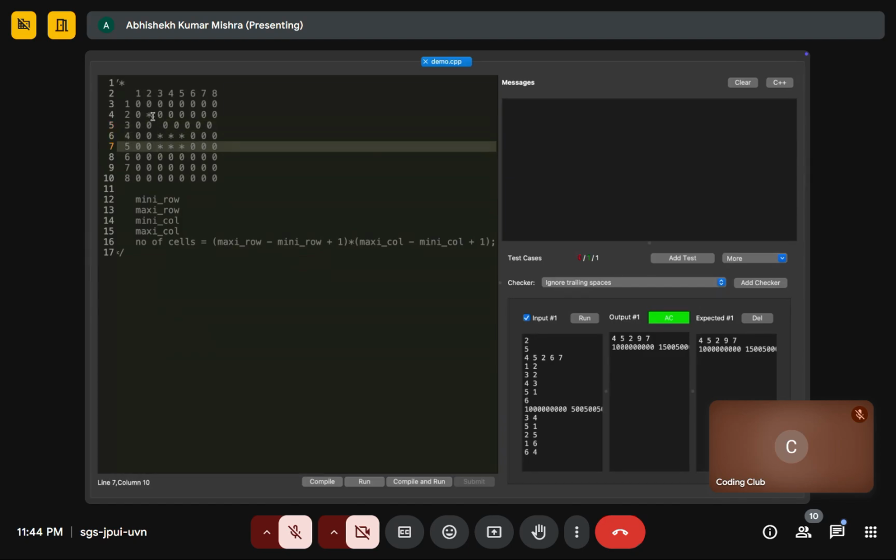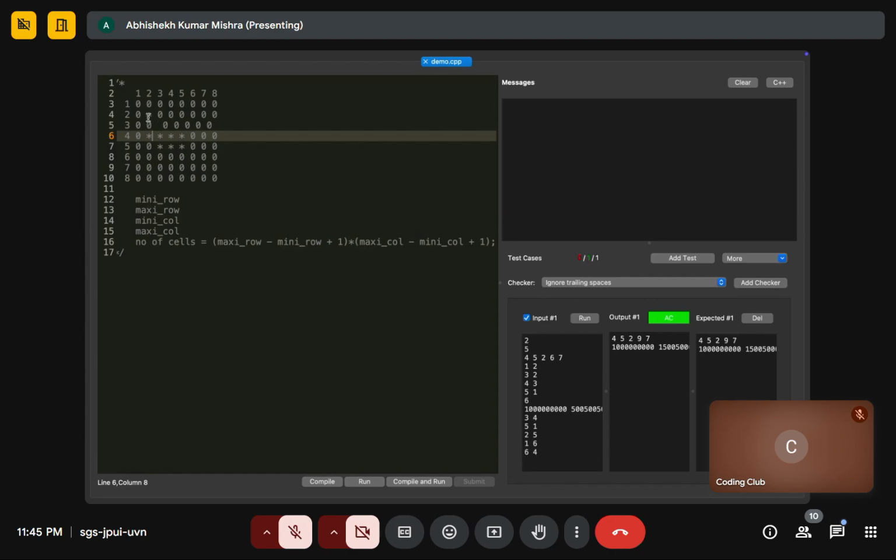So for this one monster, what will be optimal? To increase one row or one column? If we increase one column, we will get only 2 extra cells, and if we increase this column, we will get 3 extra cells. So it is always better to extend towards the length or breadth, whichever is minimum. So this is the logic of this question.